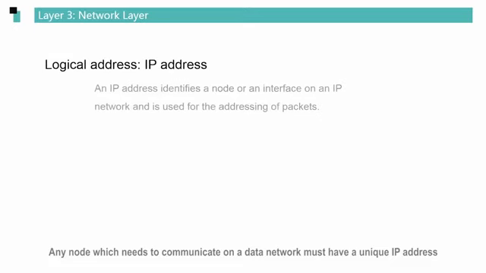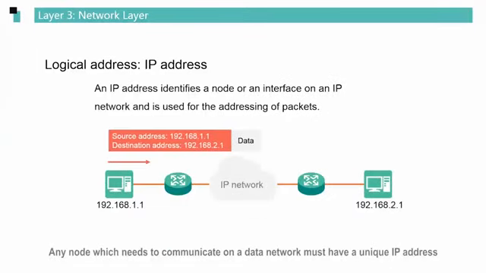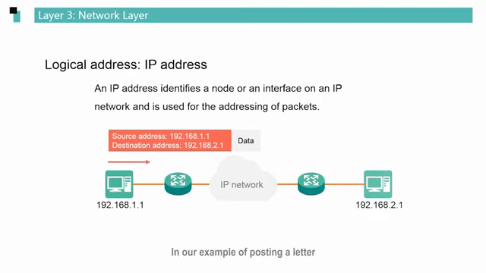Any node which needs to communicate on the data network must have a unique IP address. In our example of posting a letter, this is similar to the address of a house. House addresses are split up into house number, road name, city, and so on. Similarly, IP addresses are split into host, subnet, and network parts.